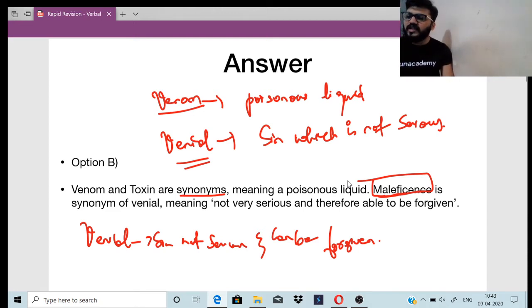Any doubts, guys, in this? Most of the people were not able to answer this. So remember these things: venom and toxin are synonyms, so you have to find the synonym of venial. The synonym of venial is maleficence. Shall we move on to the next question?